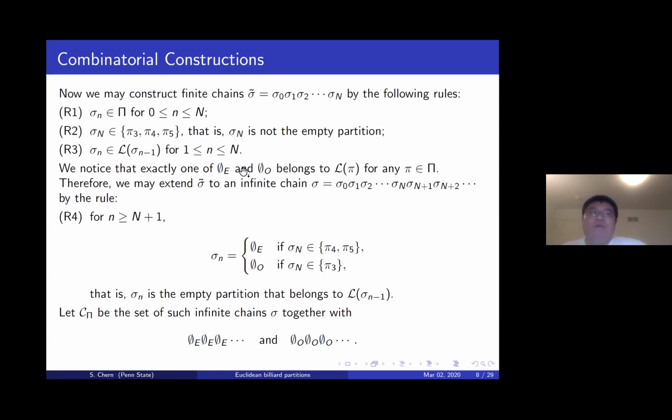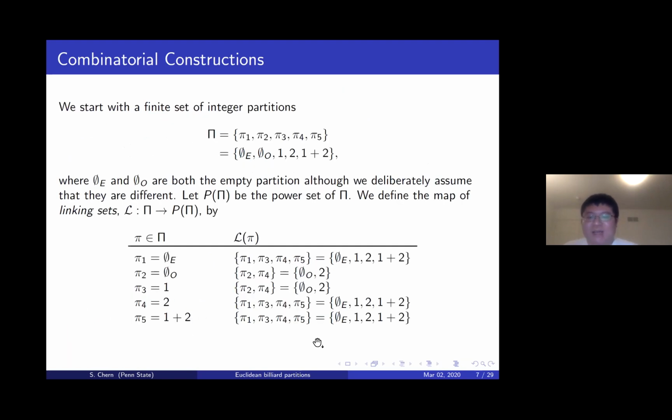And the third thing is, for each n between 1 and capital N, sigma sub n is in the linking set of sigma sub n minus 1. So sigma 1 is in the linking set of sigma naught, sigma 2 is in the linking set of sigma 1, etc. And another thing we notice is exactly one of empty sub E or empty sub O belongs to the linking set for any partition in this capital pi. So here in the linking set of pi 1, we only have empty sub E, and in the linking set of pi 2, we only have empty sub O. We only have one of the 2 empty partitions.